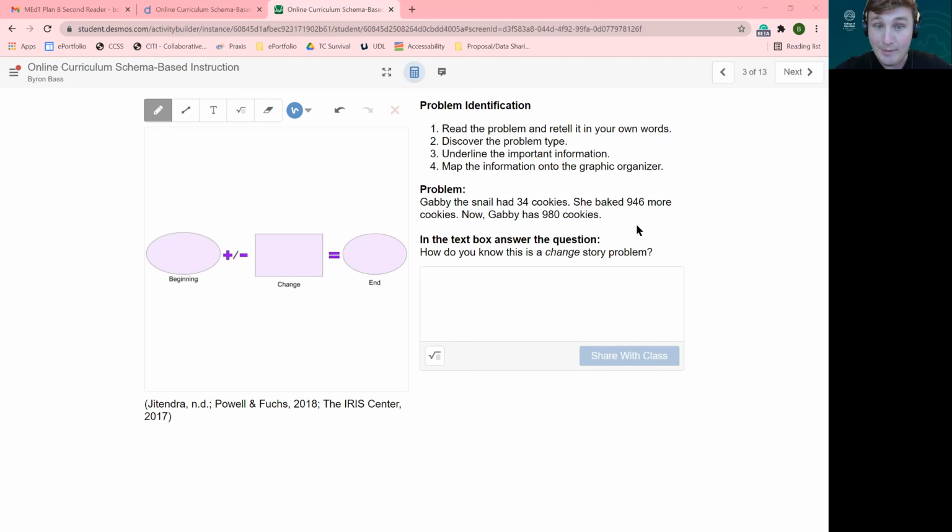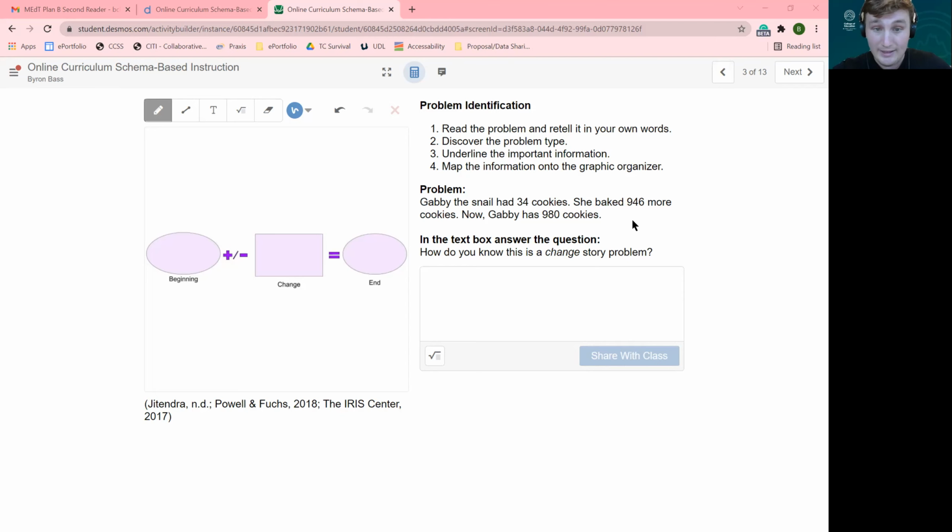So the first step in solving something like this is to read the problem out loud and to retell it in your own words. So let's do that. Gabby the snail had 34 cookies. She baked 946 more cookies. And now Gabby has 980 cookies. After you read it out loud, you want the students to rephrase it in their own words so that you know they understand. So I know that we started with 34, and then after baking 946 more, we end with 980. So we start with a value, we get more, and then we end with a higher value.